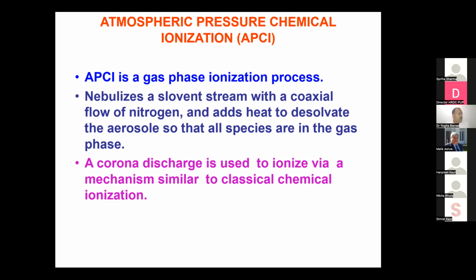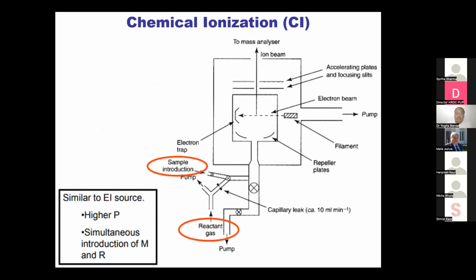Now, another technique is atmospheric pressure chemical ionization. What is the difference? Chemical ionization works under a vacuum, and here it has to be gas phase. The sample has to be in the gas phase, and the reagent gas has to be in the gas phase, so that only works in the gas phase.